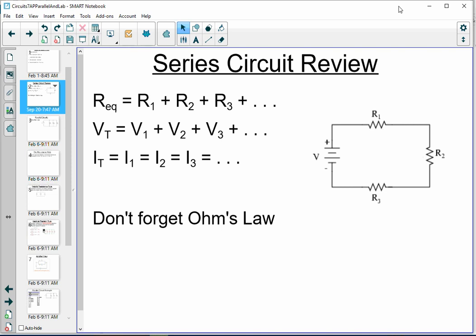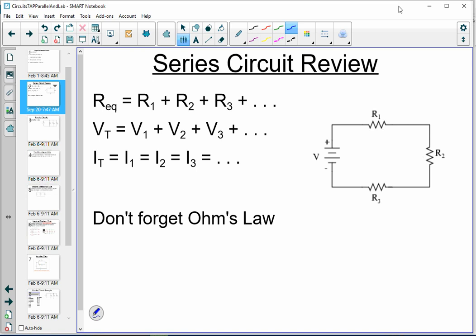All right, let's learn a little something about parallel circuits. Before we do that, however, we should probably review the rules for series circuits to make sure that we fully understand these so that we can contrast them with the rules that we're going to develop for parallel circuits.